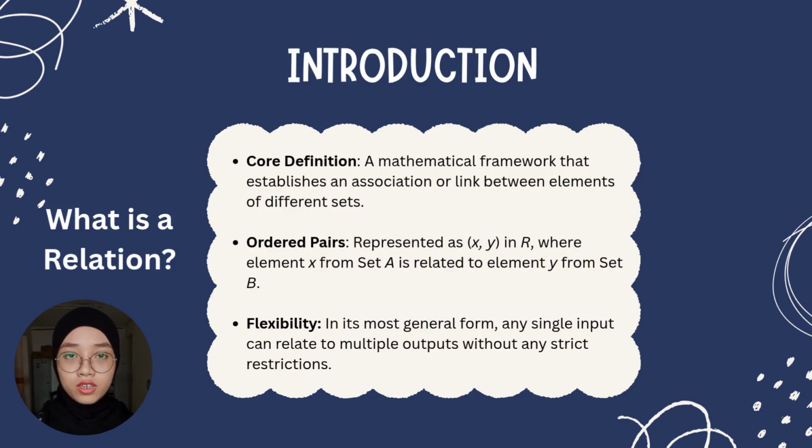In its most general form, mathematical relations are incredibly loose and flexible. There are no strict laws. Any single input from the domain can relate to multiple outputs, or even no output at all. While this flexibility is perfect for theoretical mathematics, it introduces a lot of chaos if we try to program it directly into software. It just maps raw connections without any order.